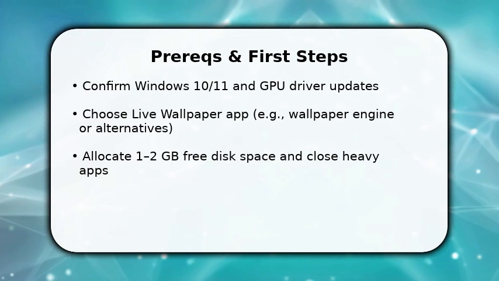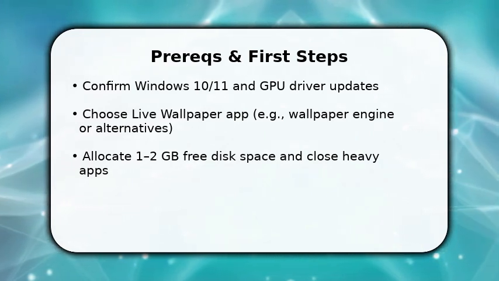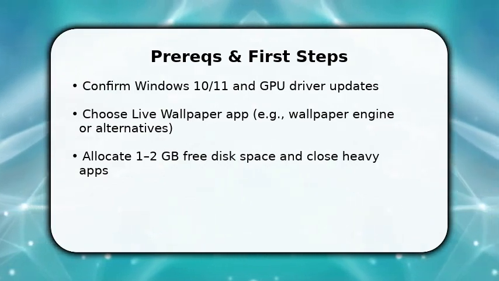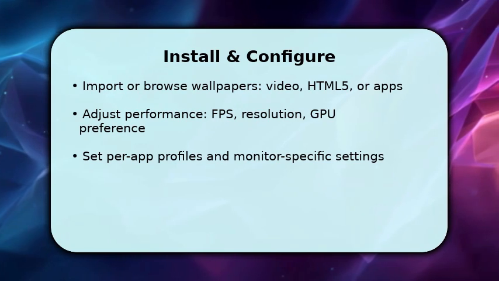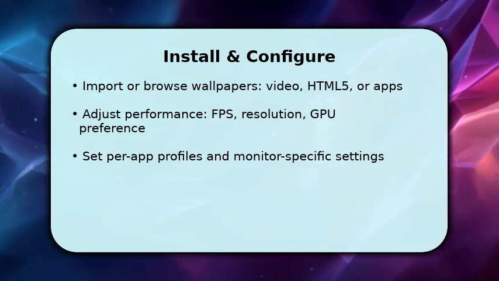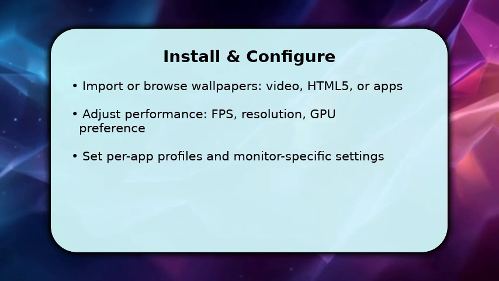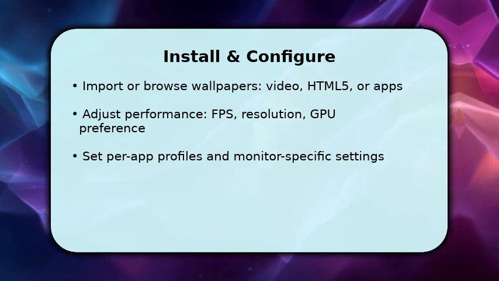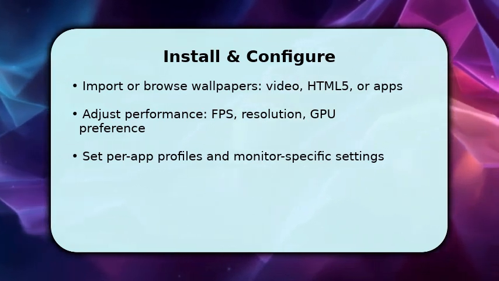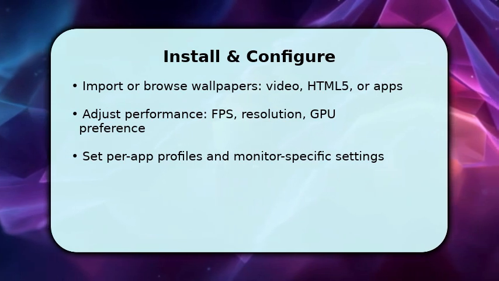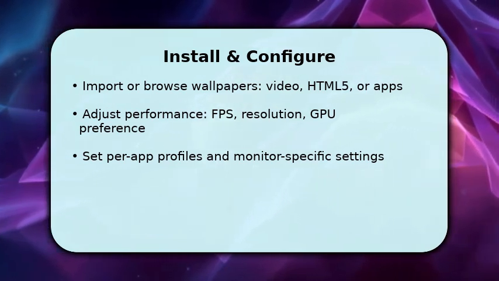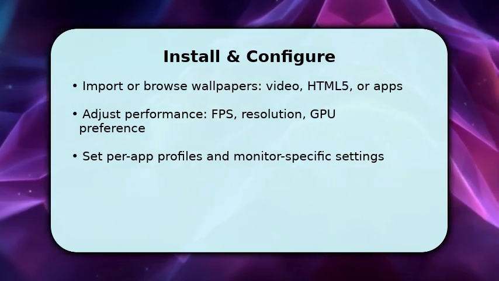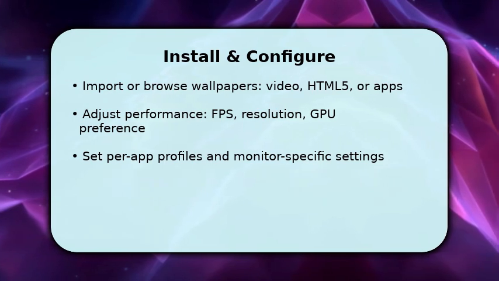Now you import or browse wallpapers. Use MP4, WebM, or HTML5 projects for smooth motion. Once loaded, tweak performance. Lower FPS, reduce resolution, or force GPU use depending on your system to balance visuals and responsiveness. You should also set per app profiles so full-screen apps pause the wallpaper and configure monitor-specific resolutions for multi-display setups. After adjusting, preview for 10-20 seconds to confirm there's no stutter or excessive CPU.